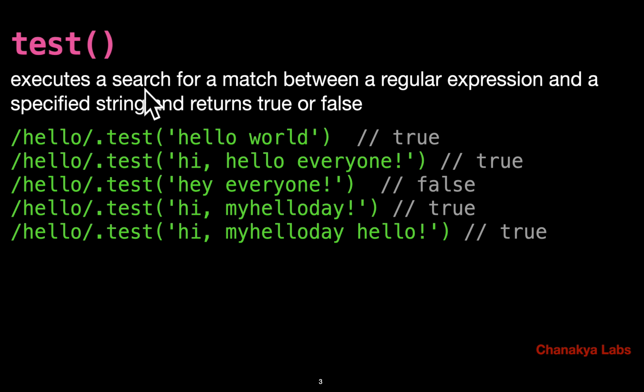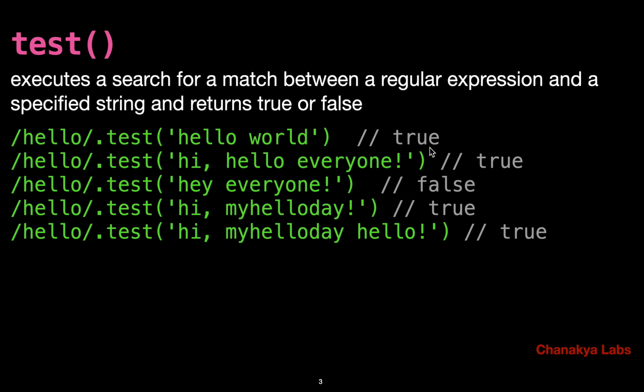Let's see, this one-liner executes a search for a match between a regular expression and a specified string. So we are trying to test the matching, and it returns true or false. If it is matching, then it returns true. If it is not matching, then it returns false. Okay, so let's see firstly this one, hello.test hello world.